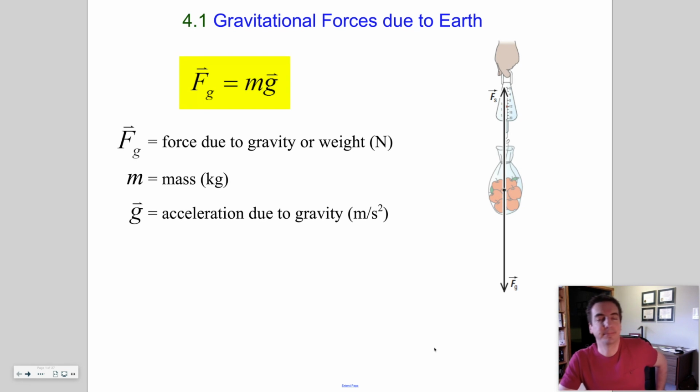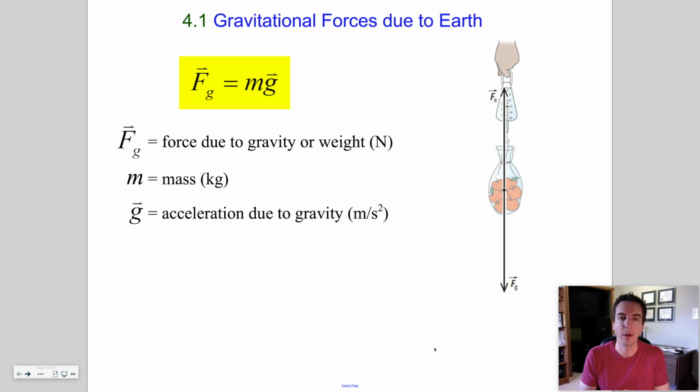Welcome back. Today we're gonna go over some of the big concepts from chapter 4. Chapter 4, we're gonna deal with gravitational forces and gravitational fields. So here we go. So 4.1, we're starting off with really basic.